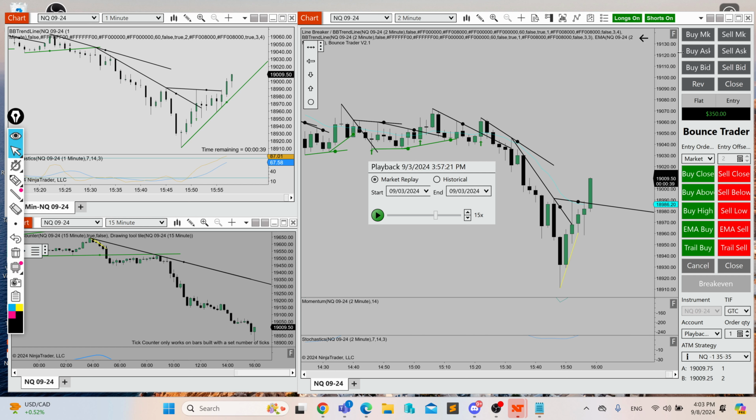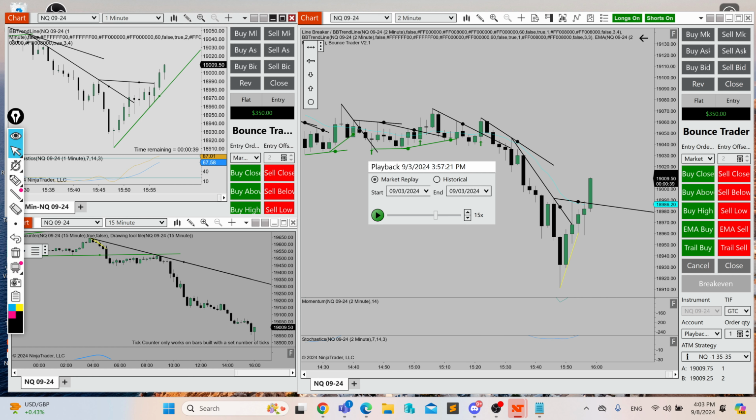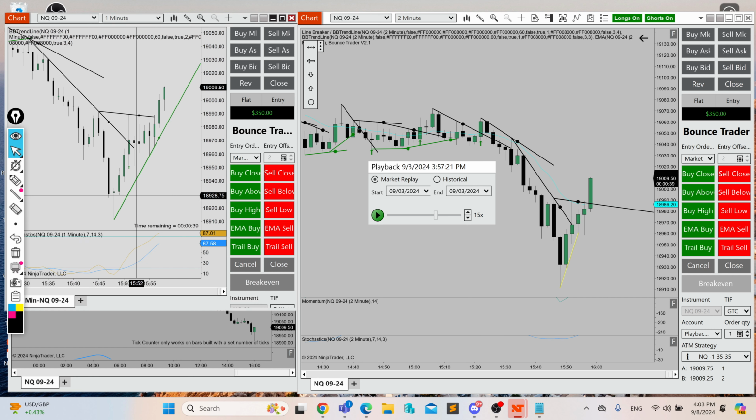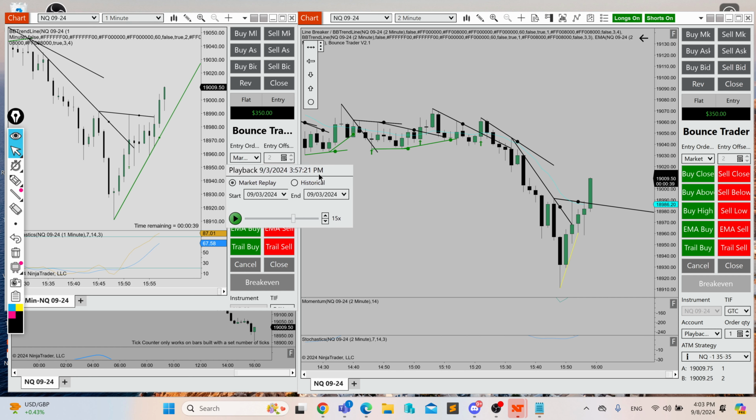And like I said, I have chart trader attached to the 2-minute, and I have a chart trader attached to the 1-minute on my other screen. So these are very helpful tools in your trading.